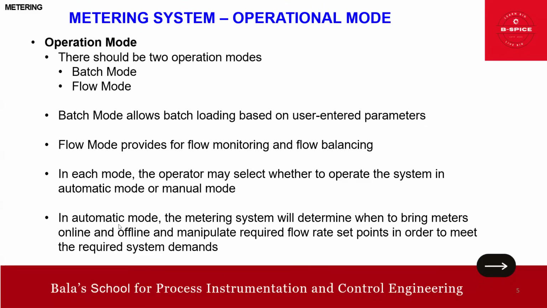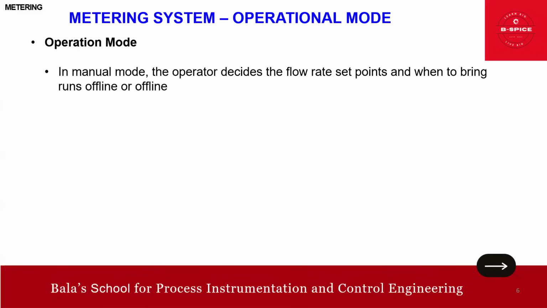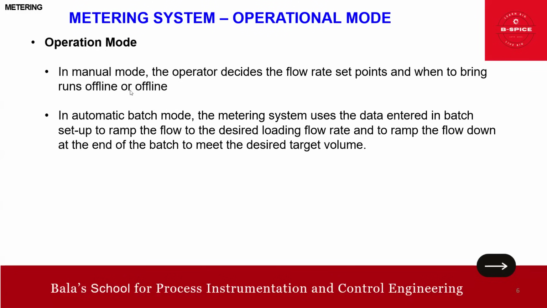Again, I repeat, friends. In automatic mode, the metering system will determine when to bring the meters online and offline and manipulate the required flow rate set point in order to meet the required system demands. So to add on further, in manual mode, the operator decides the flow rate set point and when to bring a run offline or online.